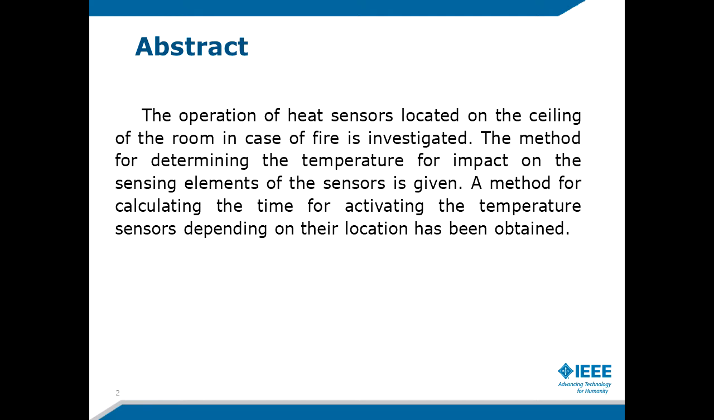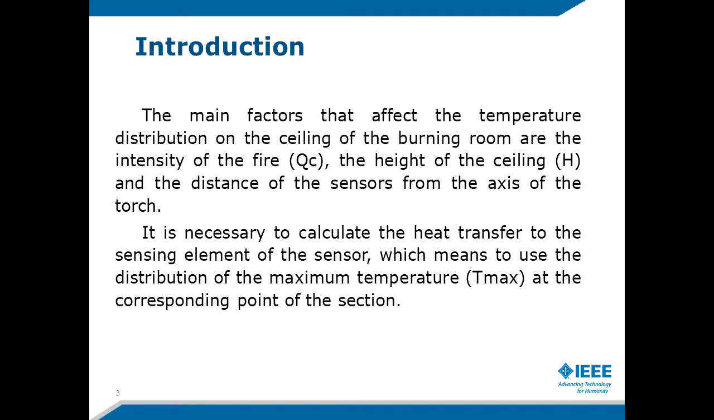The method for determining the temperature for impact on the sensing elements of the sensor is given. A method for calculating the time for activating the temperature sensors depending on their location has been obtained. The main factors that affect the temperature distribution on the ceiling of the burning room are the intensity of fire, the height of the ceiling, and the distance of the sensors from the axis of the torch.